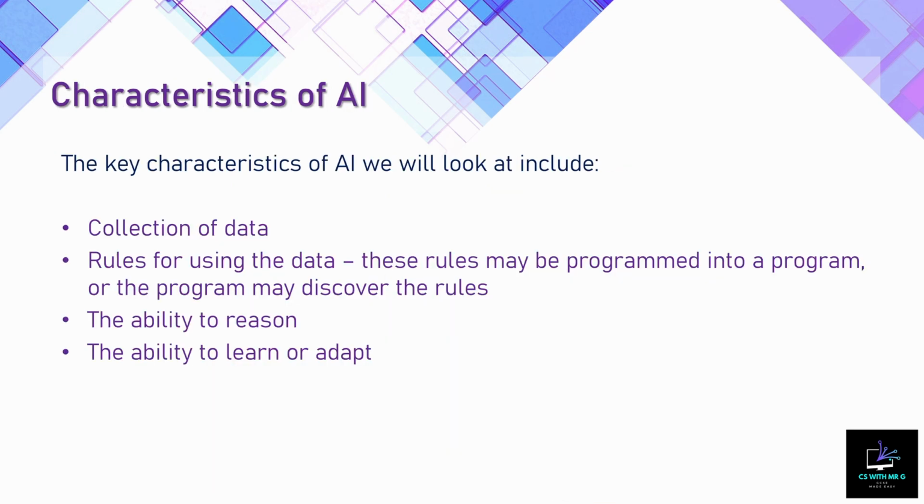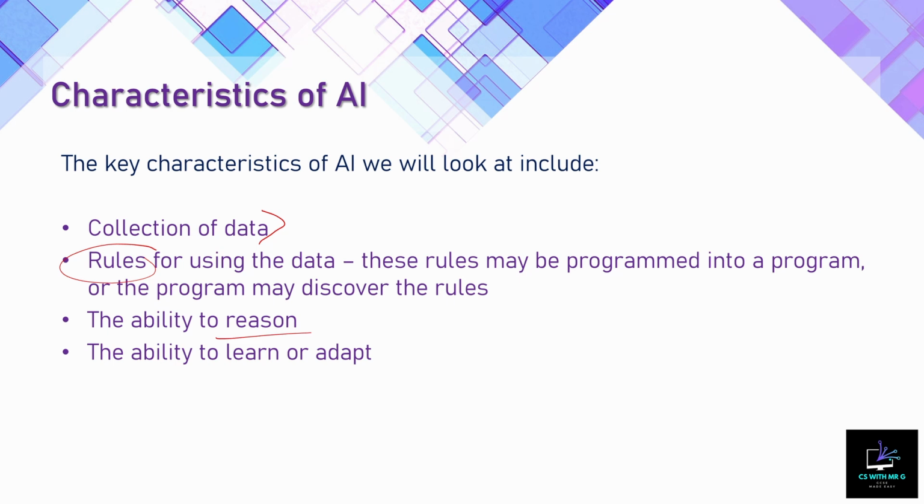There are 4 key characteristics that we need to understand that define artificial intelligence, with the first one being the collection of data. AI systems are designed to gather and process data in some way. This can be anything from images, sounds, numbers, and obviously text. Then they will follow certain rules using this data in order to make decisions or even solve problems. These rules could be programmed by a human or even discovered by AI itself, and we will go through some examples of some basic rules later on in the lesson.